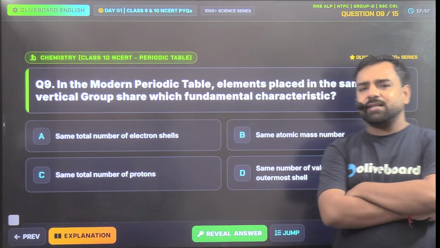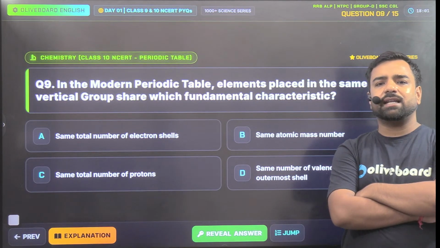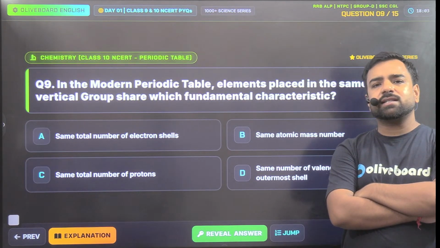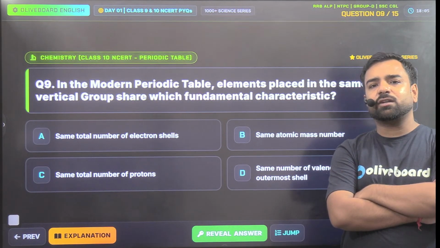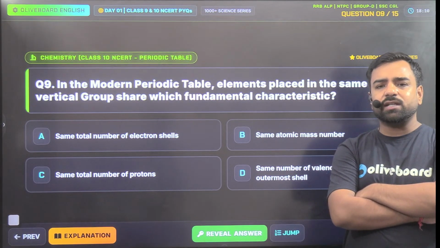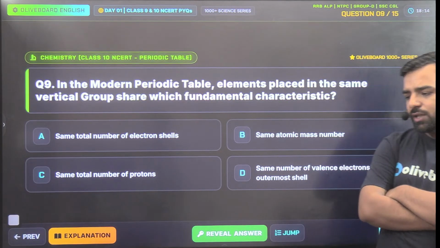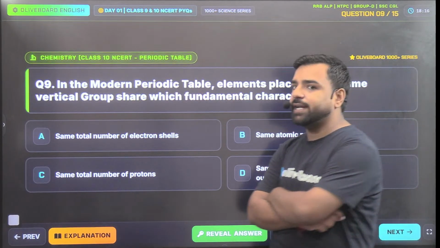So we can take the example of the first group here. Let's say it's hydrogen. Hydrogen is the element with the atomic number 1. It just has a single shell but has 1 electron in the outermost shell. Then we have lithium with the atomic number 3. The configuration is 2, 1. Again, in the valence shell, just a single electron. Then sodium, the atomic number is 11, 2, 8, 1.